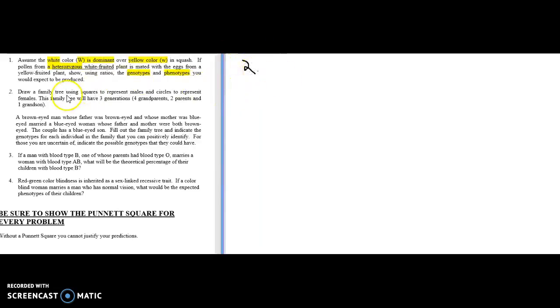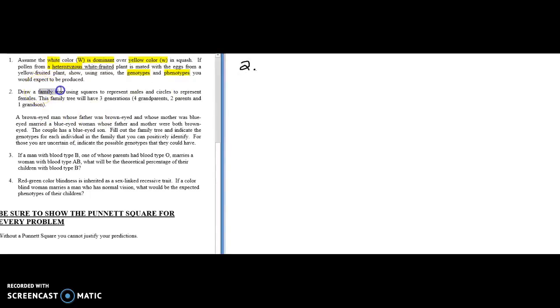Okay, problem number 2 is drawing a family tree. Let's go back to this number 2. Let me make this a little better. Do a better number 2 here. Alright, so we're looking at a family tree. And when we work with family trees, I want you guys to be able to draw these out.